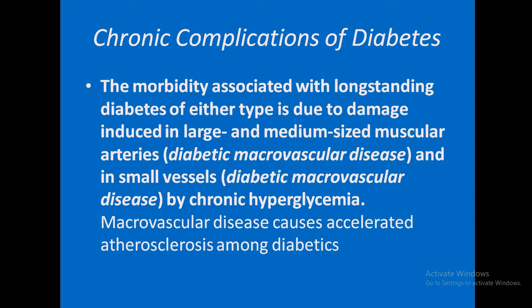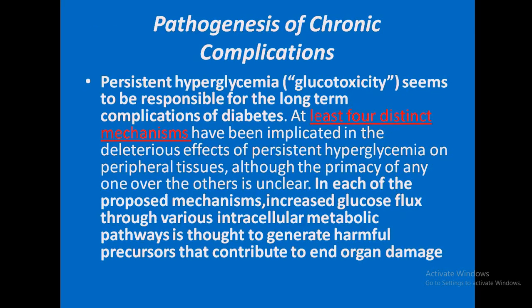Now let's come to the pathology of chronic complications of diabetes. We all know that the morbidity associated with either type is due to damage induced in large and medium sized muscular arteries, diabetic macrovascular disease, and also in small vessels called the diabetic microvascular disease. This is all due to chronic hyperglycemia. The macrovascular disease will cause accelerated atherosclerosis.